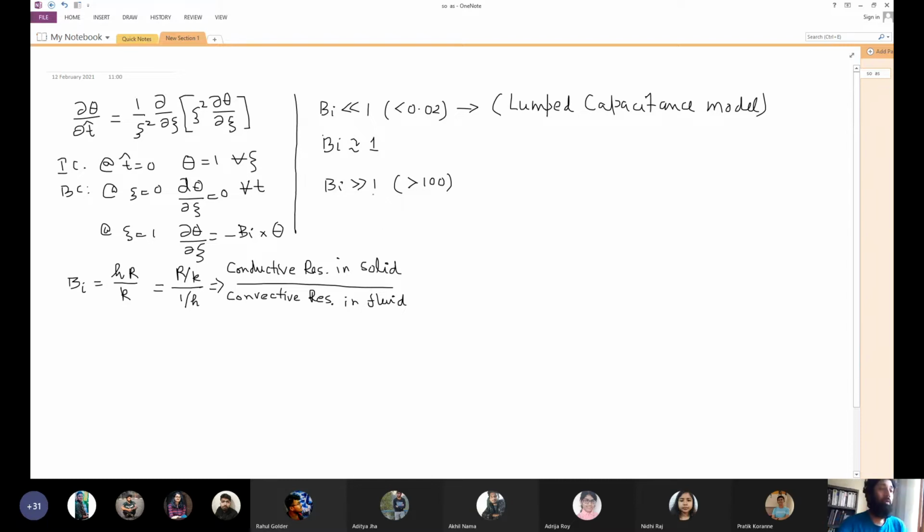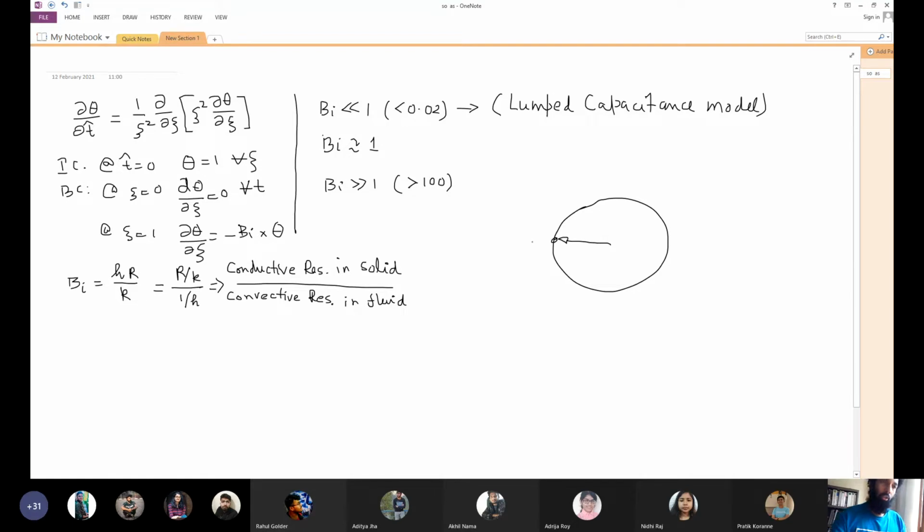If Biot number is much greater than 1, what will happen? What is the physical meaning of Biot number much greater than 1? Conductive resistance is much higher than convective resistance. That means that the thermal conductivity of the solid in this case is very low. So if you cool down the surface, it takes a whole lot of time for this heat to come to the place and make it uniform.